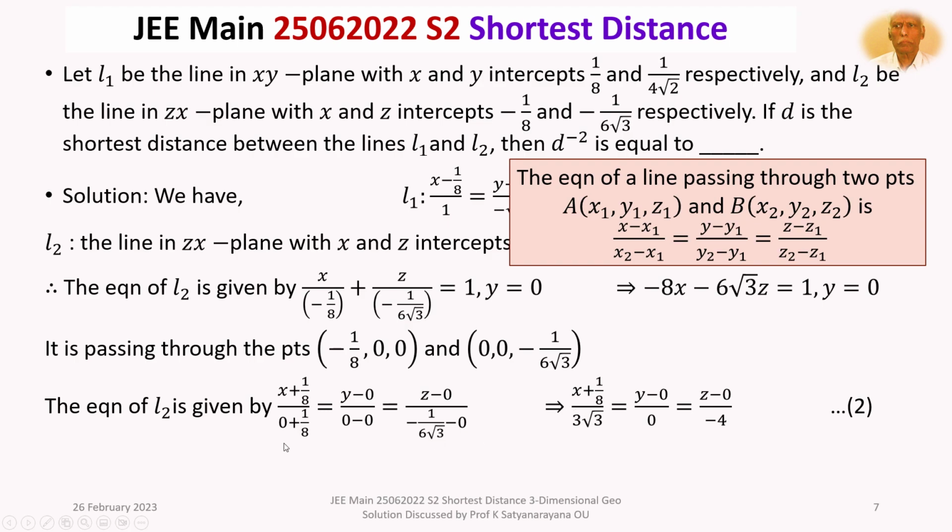And now what we do is multiply throughout by 24√3, which is the LCM of 8 and 6√3. Then it will be 3√3 here, and there will be −4 here, and this is 0. So (x + 1/8)/(3√3) = (y − 0)/0 = (z − 0)/(−4). Let's call this equation 2, which is the equation of L2.